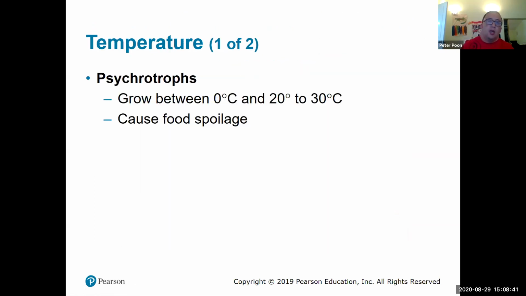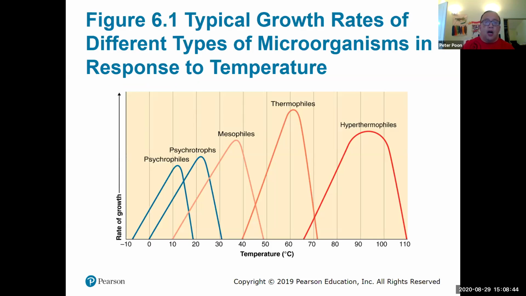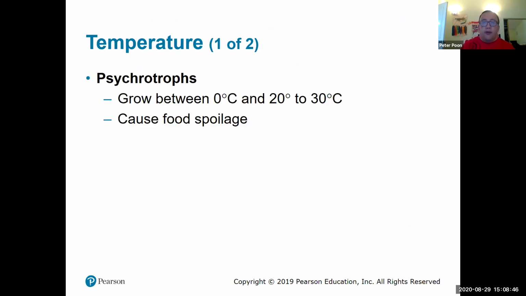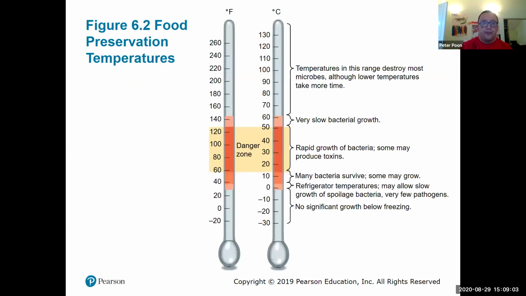So psychrotrophs live between 0 and 20 or 30 degrees. These are the ones that usually cause food spoilage, because they're living in your fridge and they're living at room temperature, not body temperature. First of all, when we talk about this, I'm talking in the Celsius scale, not the Fahrenheit scale.